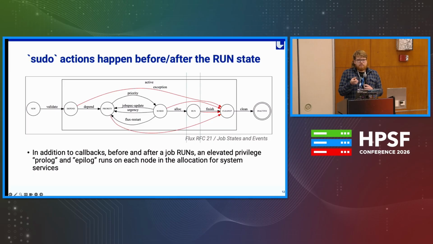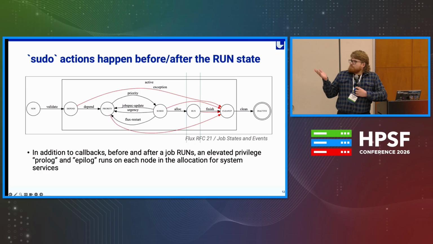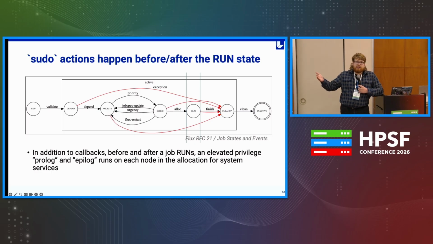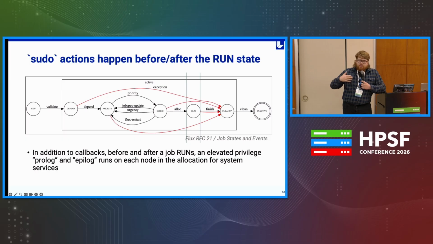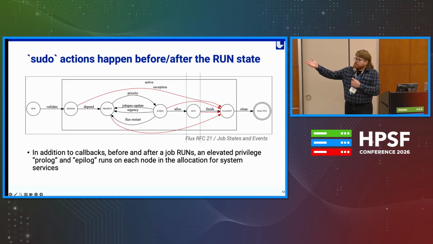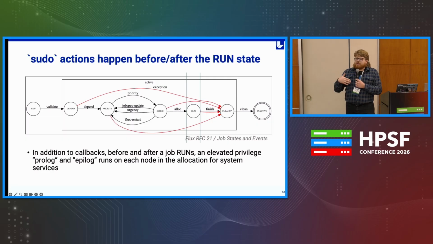A question came up earlier about prologues and epilogues. So the actions that need elevated privilege to work before and after a user's job starts happen on each individual node in their allocation before and after the run state. So when a user starts a subinstance, that subinstance will be a job that's in this run state. They'll then have their own job manager, they'll have their own broker tree. We don't have any way to allow users to then have another prologue themselves, because that would kind of bypass their privilege.